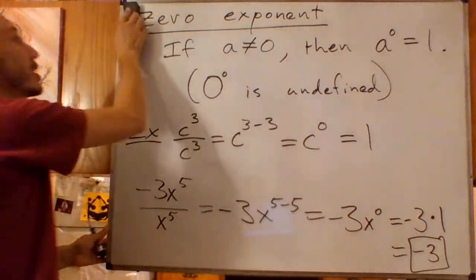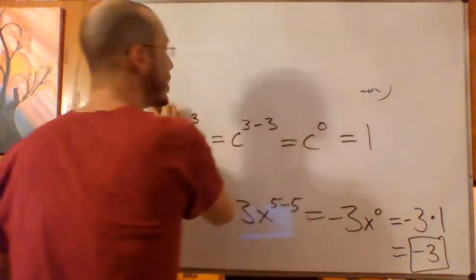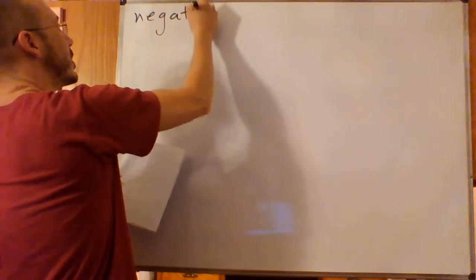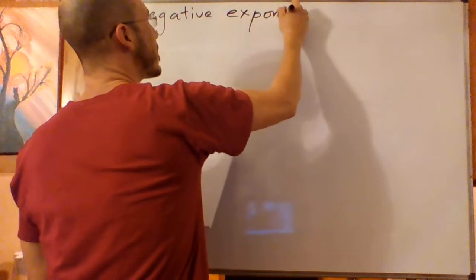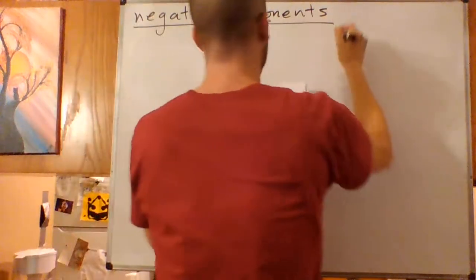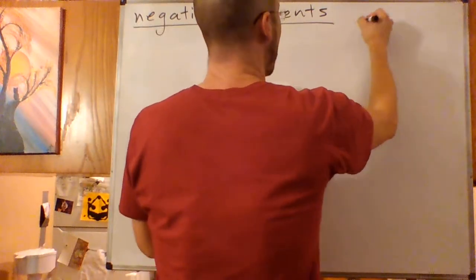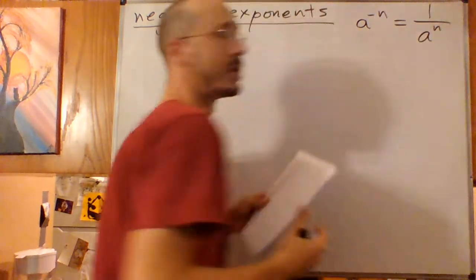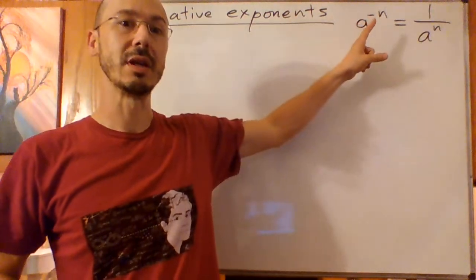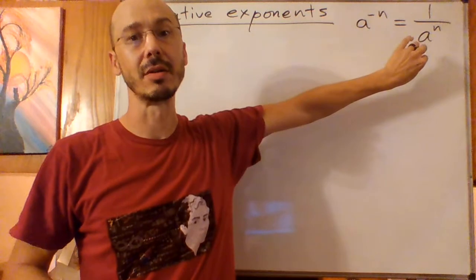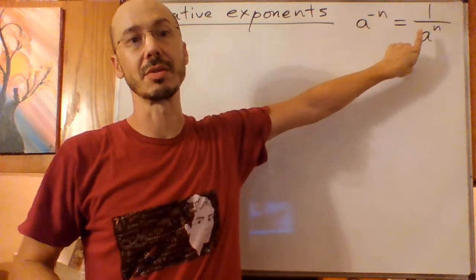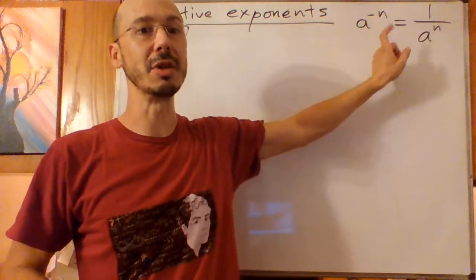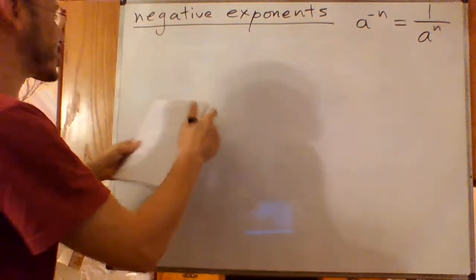The next thing we'll look at relates to the 0 exponent, but extends in a different direction. Negative exponents. A to the negative n is equal to 1 over a to the n. In other words, a negative exponent means that that thing really belongs in the denominator. So this is a to the n downstairs, but a to the negative n means 1 over a to the n.